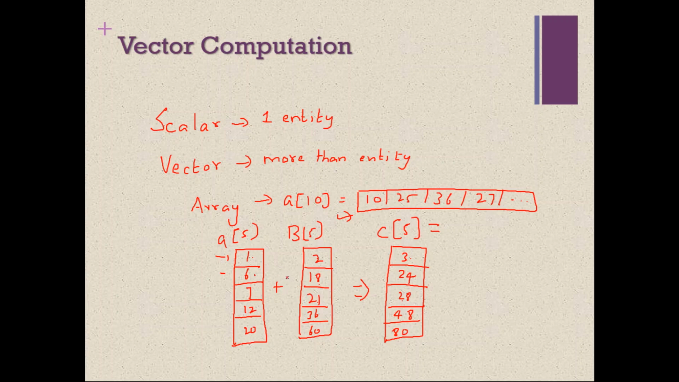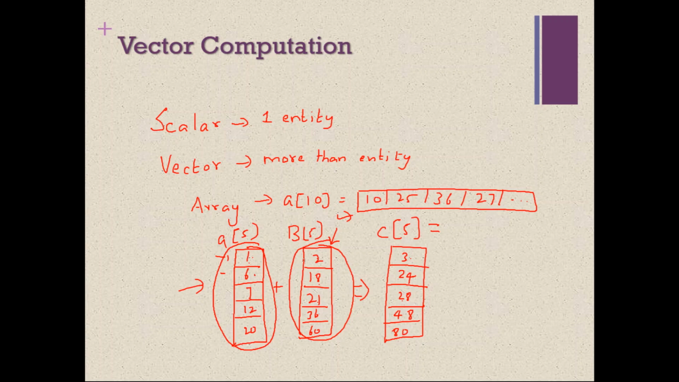But there are computers which can process this vector as one entity. It just adds this one entity with another vector, which is another entity, and produces an output. So it performs all these things in just one shot or in one clock cycle.